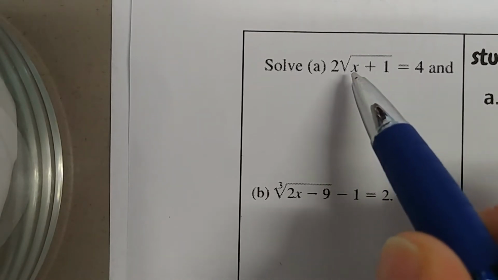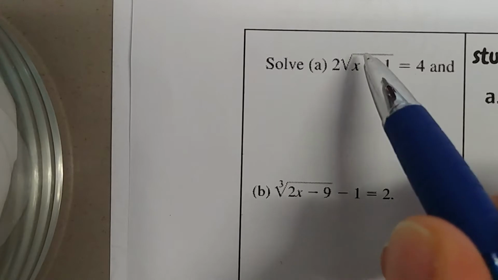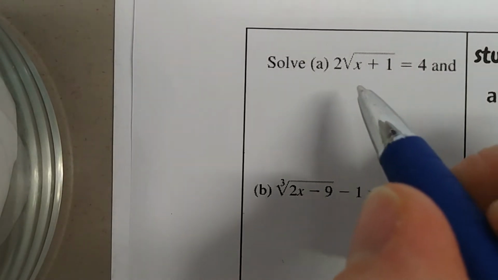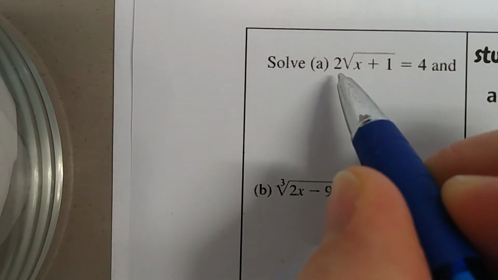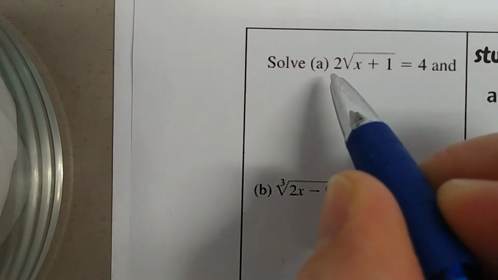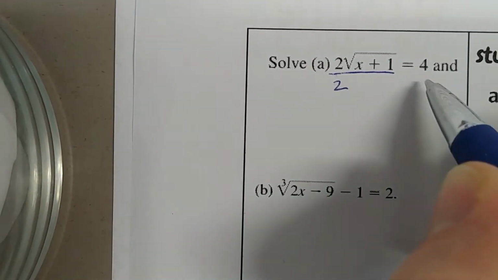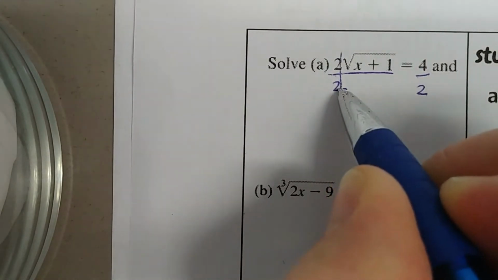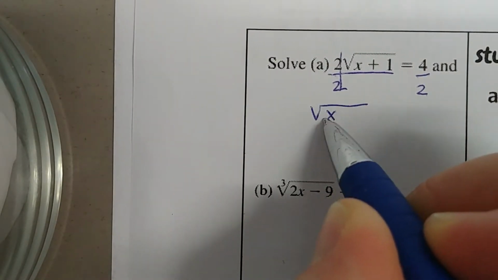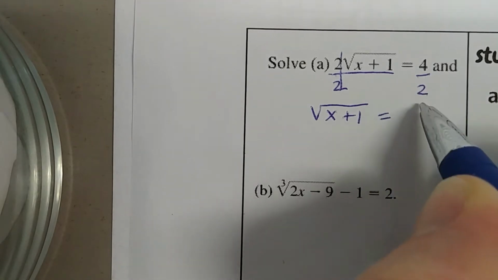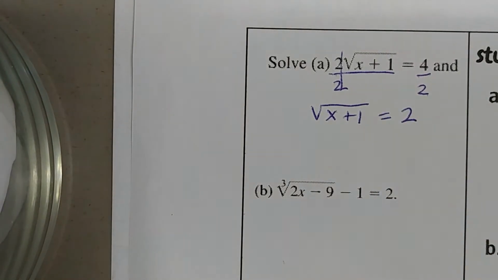The way we do this is we need to isolate the radical itself. You'll see that the left side has a 2 coefficient, so I'm going to get rid of that first to start to get x alone. I'm going to divide both sides by 2, and I'm left with radical x plus 1 equals 4 divided by 2, which is 2.